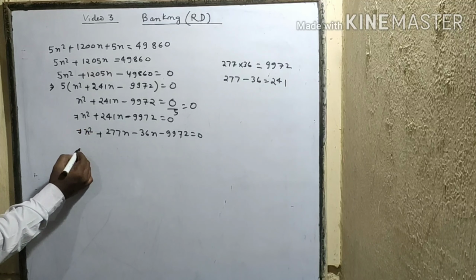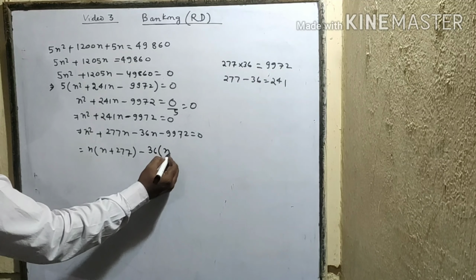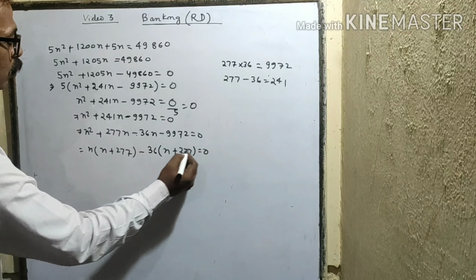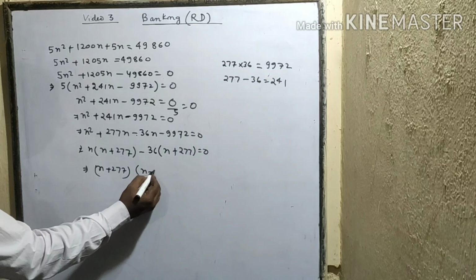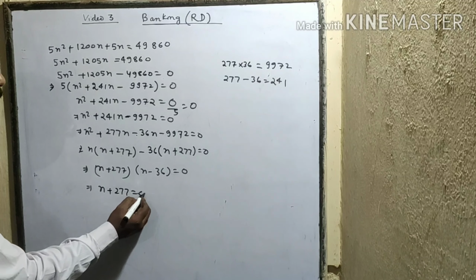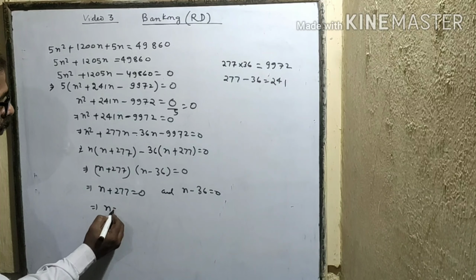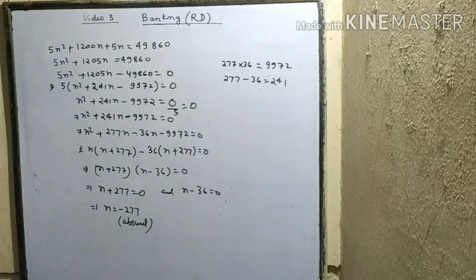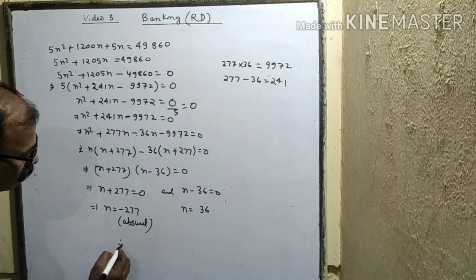Now what we'll do, we'll take n as common, so it will be n plus 277. We'll take 36 and it will also be 277 plus, minus minus plus, that is equal to 0. So two factors are coming out as (n plus 277) into (n minus 36), that is equal to 0. It implies that n plus 277 is equal to 0 as well as n minus 36 is equal to 0. So this will give you n is equal to minus 277. It is absurd, as number of months cannot be negative, and this will give n is equal to 36.